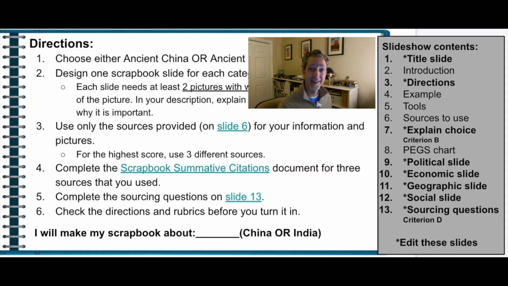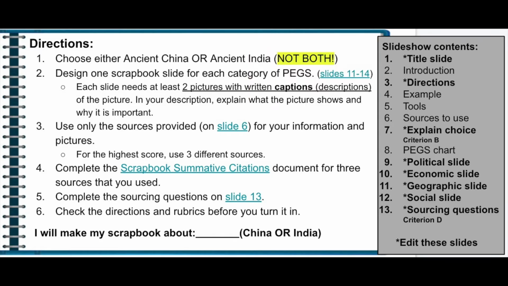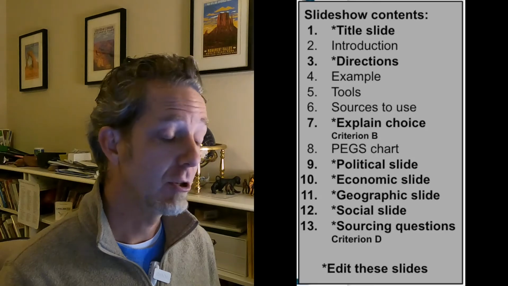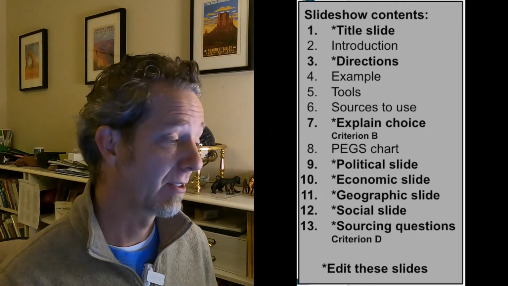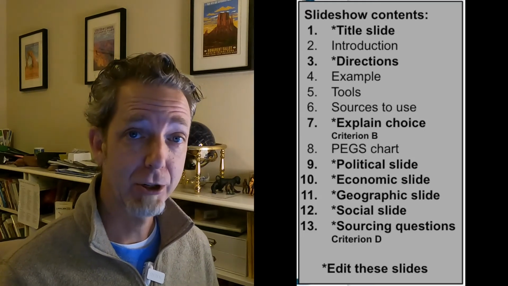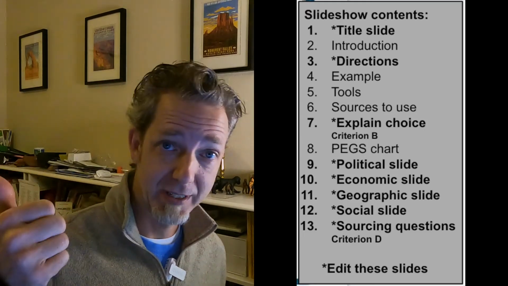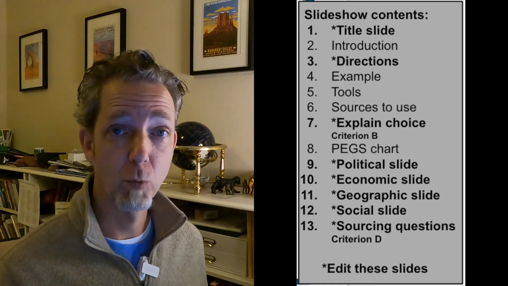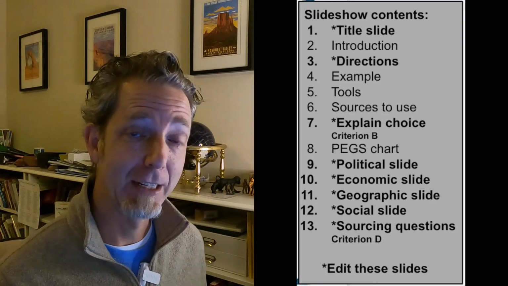If you look over on the right hand side of this slide, you'll see individual steps 1 through 13 telling you what you need to do. The ones that have little stars next to them, those are the ones that are things that you need to write on. You need to write on the title slide, that's with your heading. Slide 3, you're going to write on the directions slide with just telling me whether you're choosing ancient India or ancient China. Slide 7, you're going to explain your choice. Why did you choose ancient India, ancient China?